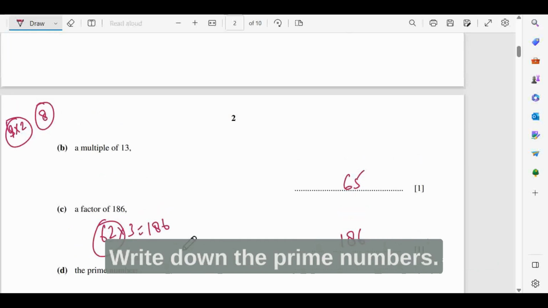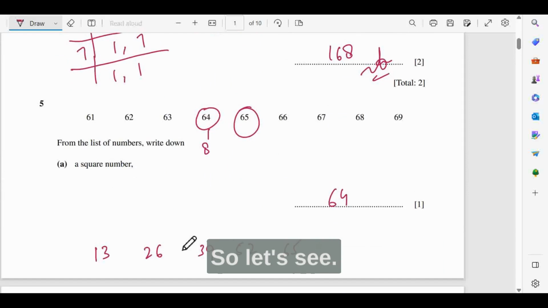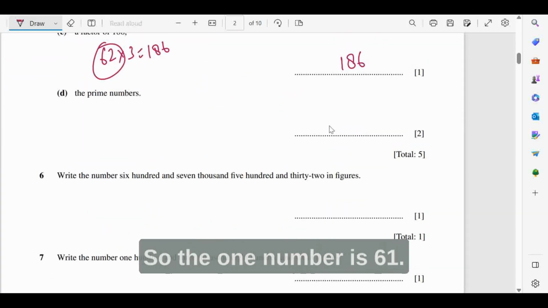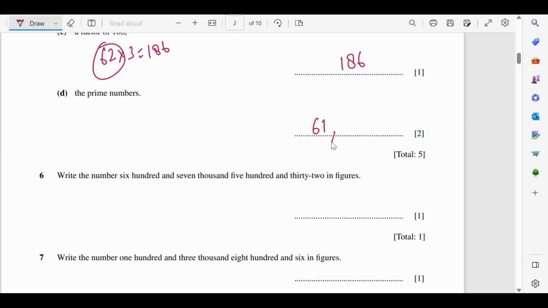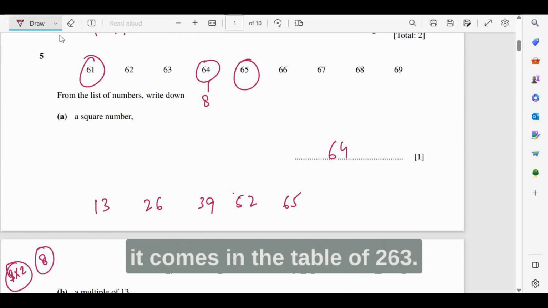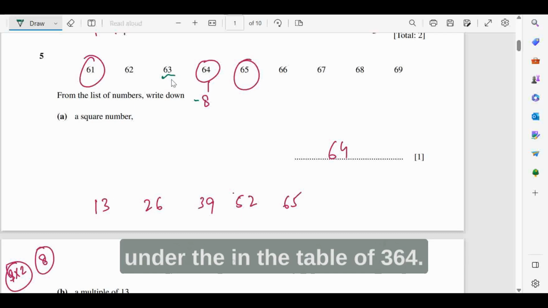Write down the prime numbers. So let's see. Yes, 61 is the prime number. Yes, it is. So the one number is 61. 62 is not a prime number because it comes in the table of 2. 63 is not the prime number because it comes in the table of 3.